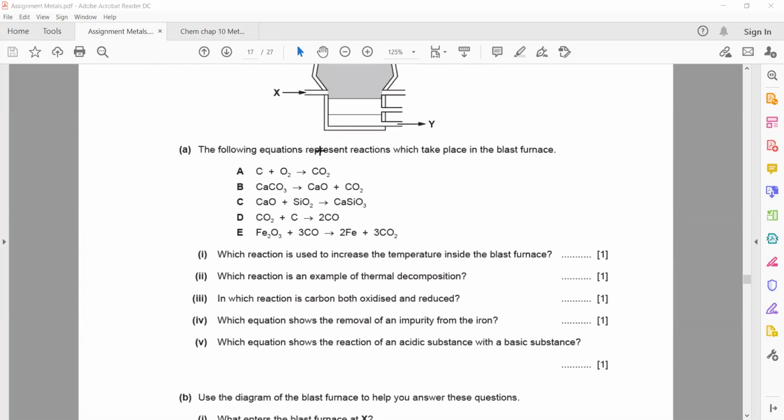The fifth one: which equation shows an acidic substance reacting with a basic substance? So metal oxide, or basic oxide, and non-metal oxide is acidic oxide. So this is a reaction which involves acidic oxide with basic oxide. That's why C was the answer.